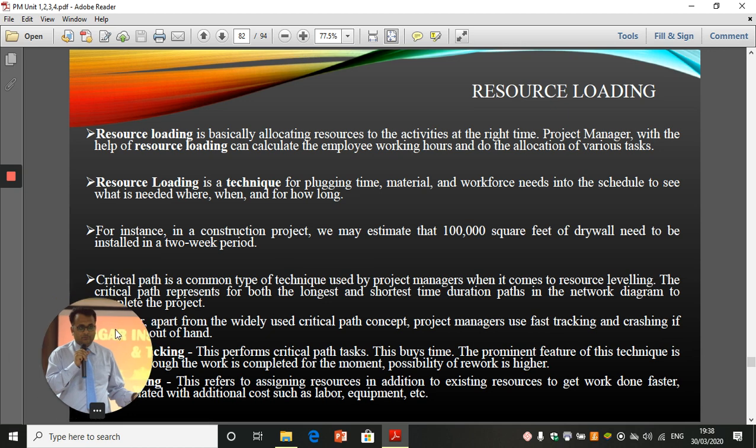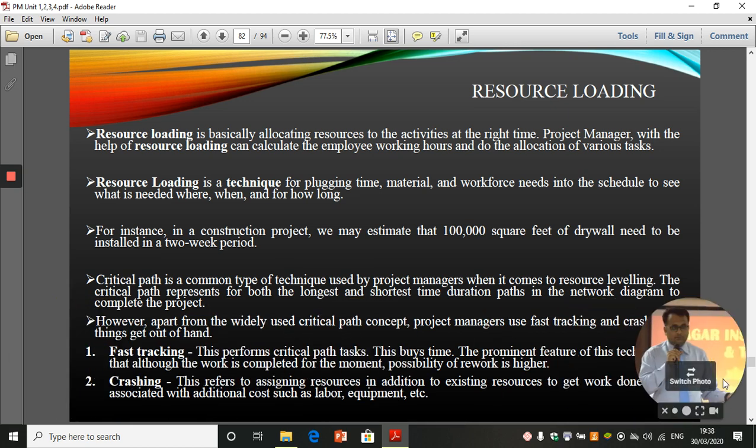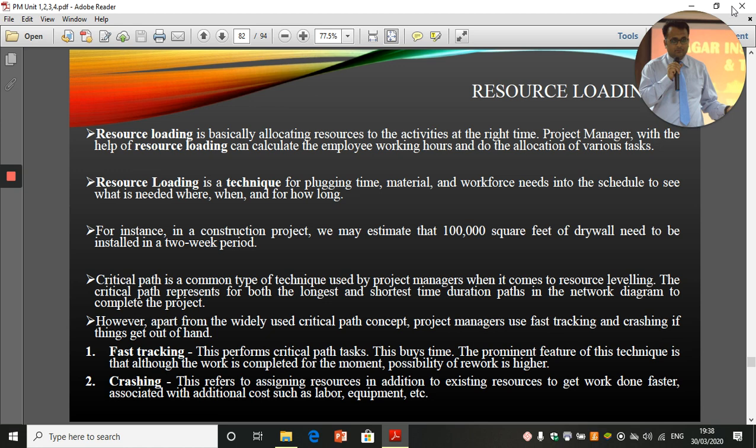Then resource loading. Now you have identified the place where you can put your resources, now you have to load your activities with the resources. So resource loading is basically allocating resources to the activities at the right time. The project manager, with the help of resource loading, can calculate employee working hours and allocate various tasks. Resource loading is a technique for plugging time, material, and workforce needs into the schedule to see what is needed where, when, and for how long. For instance, in a construction project, we may estimate that 1 lakh square feet of drywall needs to be installed in a 2 week period.